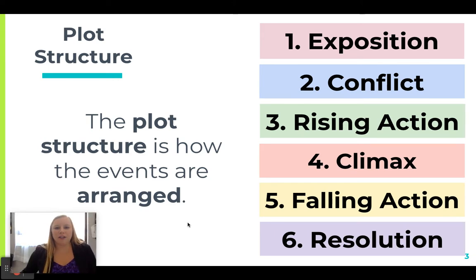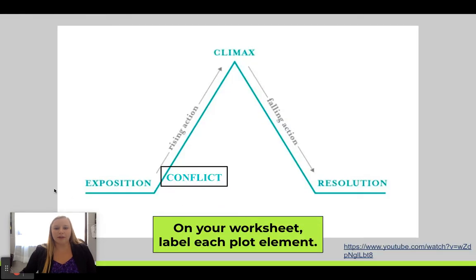Now, if you are looking at a plot chart, it will look a little something like this. We call this like a carrot diagram, something like that. We're going to start with the exposition over here on the far left, and then we're going to move into the conflict, the rising action, the climax, the falling action, and last but not least, the resolution.